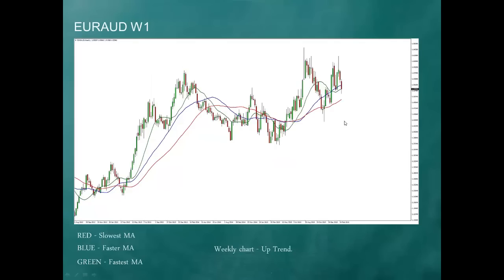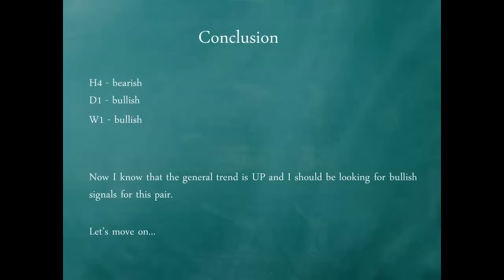Same on the weekly. So the higher time frames, those that actually give me the direction of the big money, are yet bullish. They're directing up. So for me, it means look for buy opportunities. Right? Here is the conclusion, the summary. 4 hour chart was bearish, daily was bullish, weekly was bullish. Now I know that the general trend is bullish. It's going up. We saw that, right?